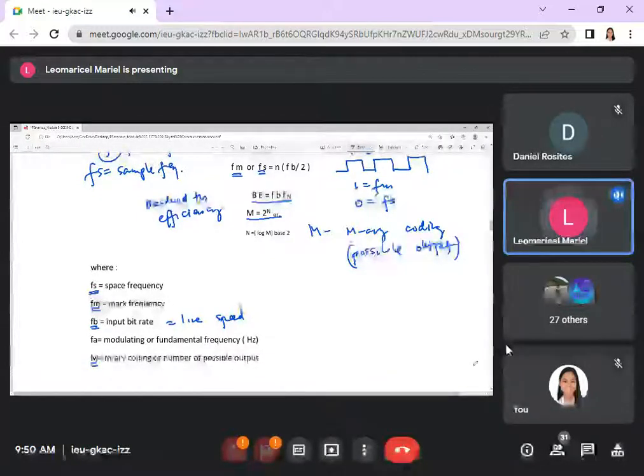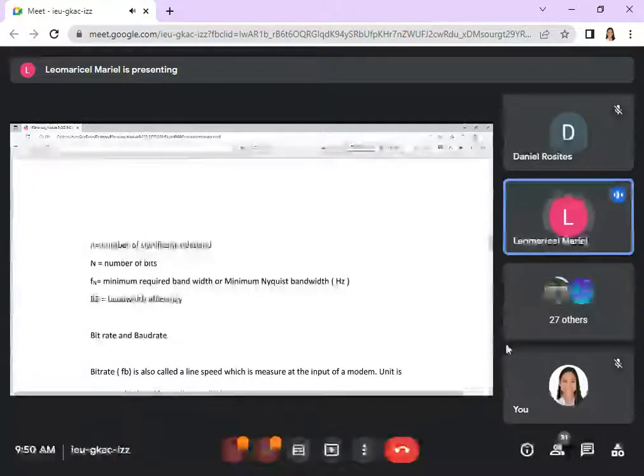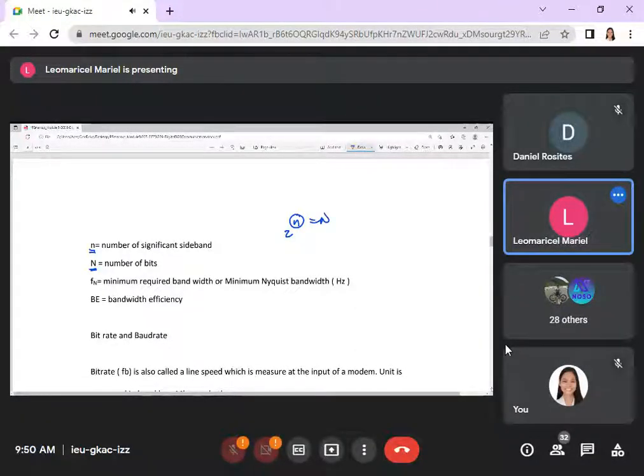So kaya pag nakakita kayo ng 64 QAM, understood that is 64 possible combination. 32 QAM, understood that is 32 possible combinations. So yung N na maliit, yun yung tinatawag natin na the number of significant sidebands. So do you remember in FM, di ba? So the number of significant sidebands matters doon sa determination ng bandwidth natin. And the N na malaki will be the number of bits. So ito yung, kaso sa may formula natin, di ba, 2 raised to N. So yung N na yon, ito din yung N na dito. Parang nakakalito lang, no?